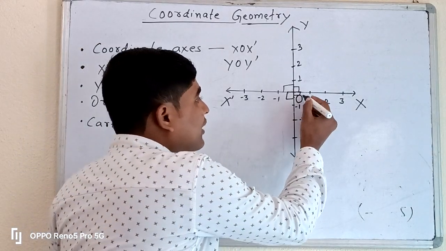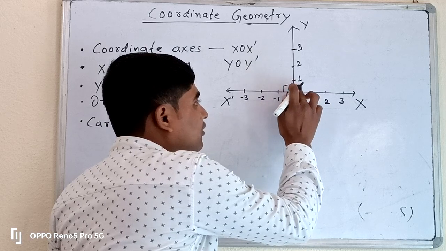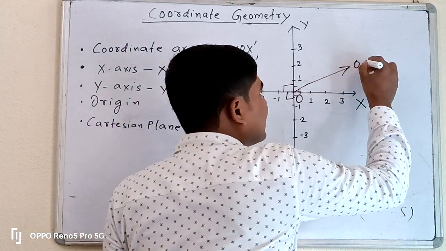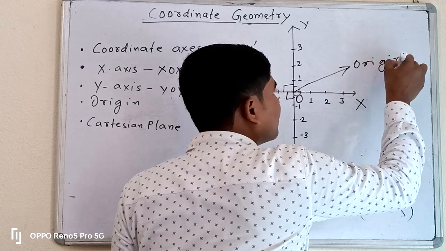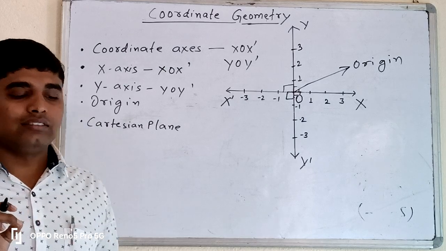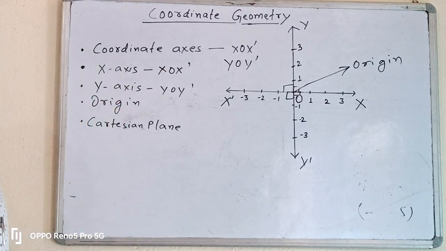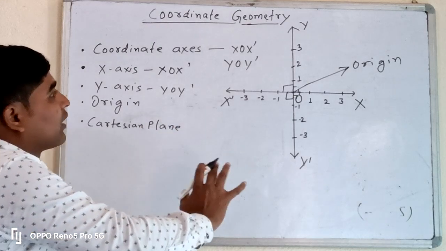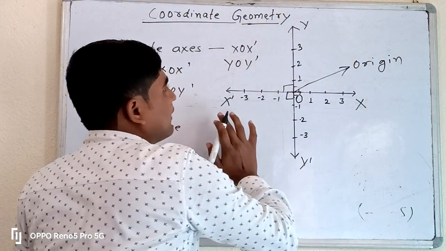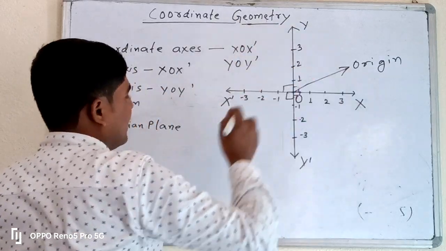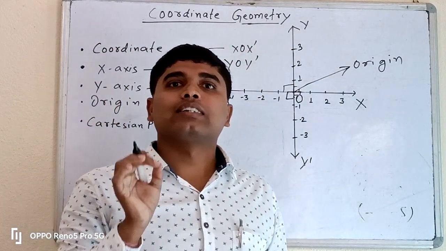X O X dash is the x-axis, Y O Y dash is the y-axis, and where the lines are mutually perpendicular, I have mentioned O is the origin. That point is the origin, and then the Cartesian plane. The Cartesian plane is the plane of the paper containing all the coordinate axes, either x-axis or y-axis. All these planes are generally known as the Cartesian plane.